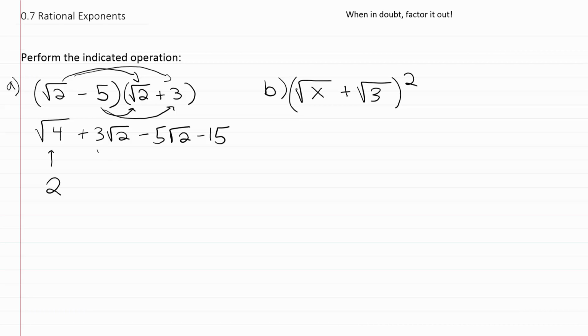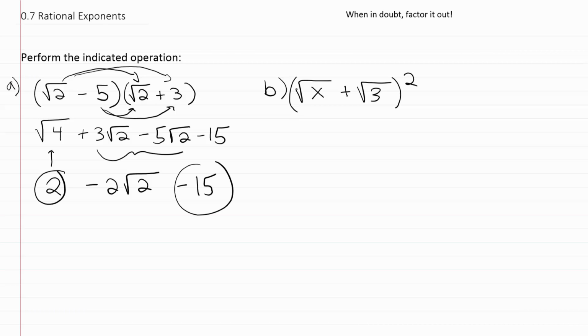Okay, then from there, these two guys are like terms. They can be combined, right? Because you have 3 square roots of 2, and you're going to take away 5 square roots of 2. You'll end up with negative 2 square roots of 2. And then you have the minus 15. Now the 2 and the minus 15 can come together to give you negative 13 minus 2 square roots of 2. And that's your final answer for the first one.